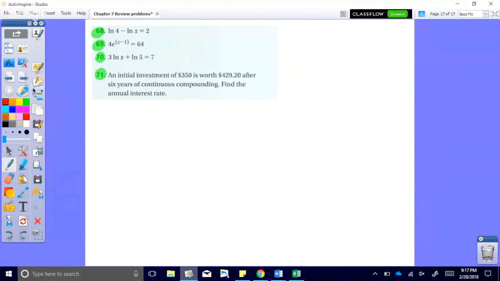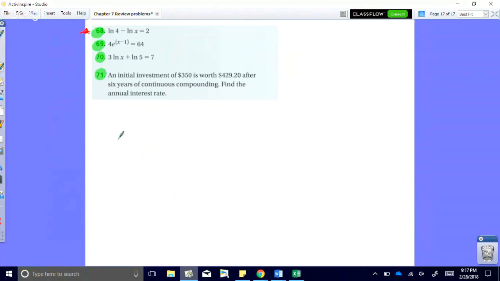All right, so we got a couple more. Let's look at 68. Again, I'm going to write it as a single log. So I'm going to write this as the natural log of 4, the subtraction says divided by x, equal to 2. Again, natural log has a base of e. This is e. The 2 comes over to the second equals 4 over x.